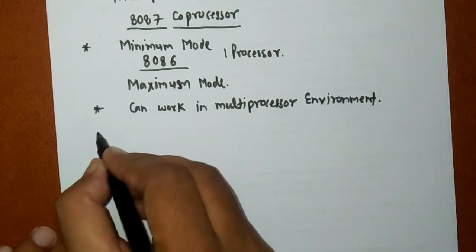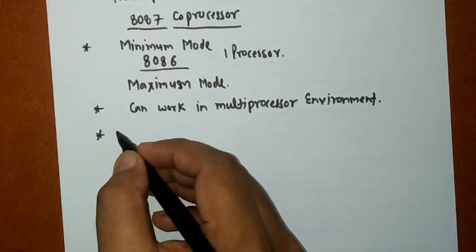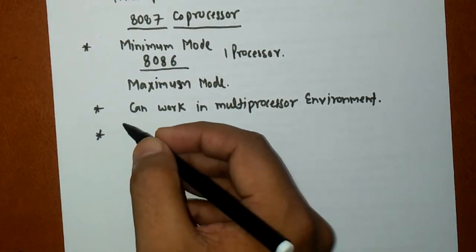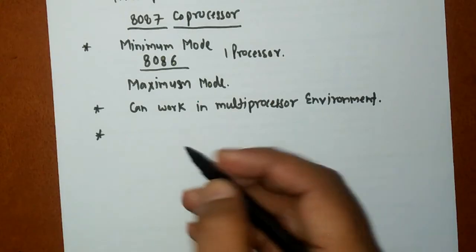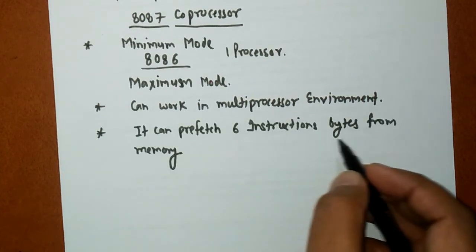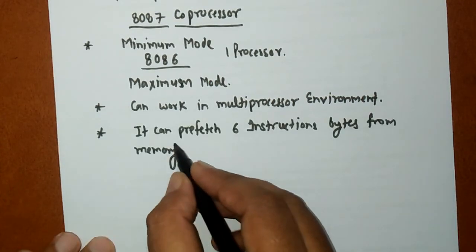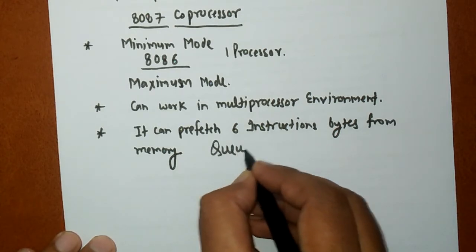Next point is that it can prefetch up to 6 instruction bytes at a time. It can prefetch 6 instruction bytes from memory, and it will save those bytes into the Q register, or you can say Q.